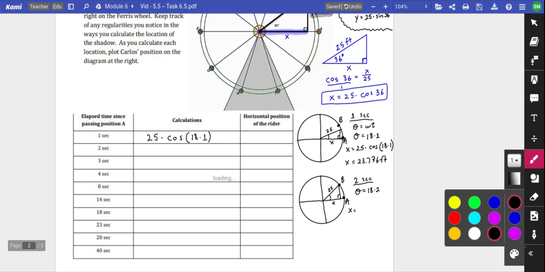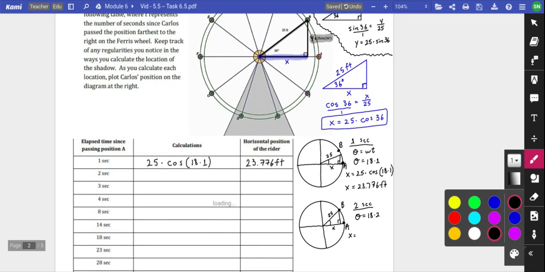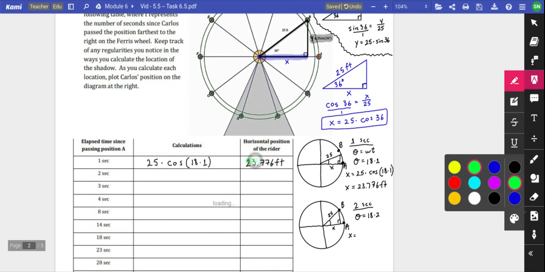So the horizontal position of the rider from the center is 23.776 feet. This means that we are moving from here 23.776 to get to this part right there.